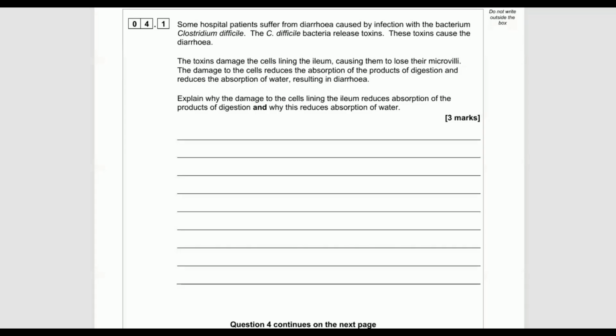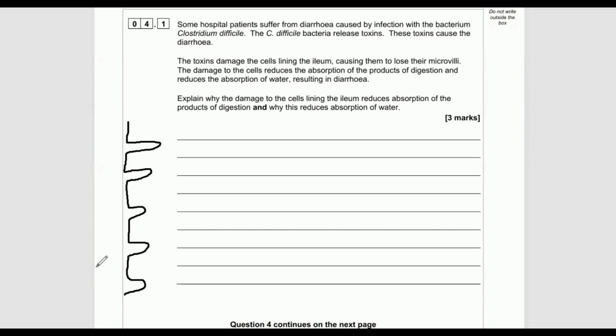Okay, going through question 4. Some hospital patients suffer from diarrhea caused by infection with the bacterium Clostridium difficile. The C. difficile bacteria releases toxins. These toxins cause diarrhea. The toxins damage the cells lining the ileum, causing them to lose their microvilli. The damage to the cells reduces the absorption of the products of digestion and reduces the absorption of water, resulting in diarrhea. Explain why the damage to the cells lining the ileum reduces the absorption of the products of digestion and why this reduces the absorption of water.